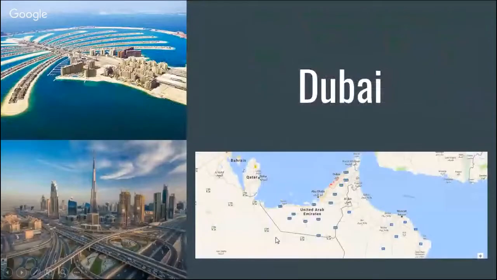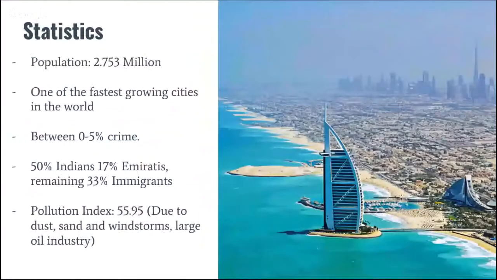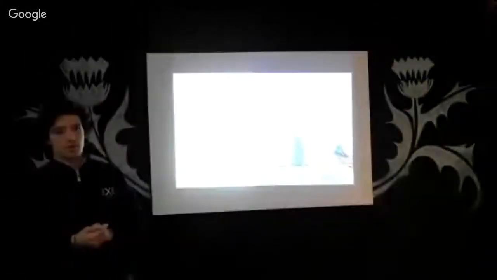It has a population of around 2.7 million people. It is one of the fastest growing cities in the whole world. It has a lot of disparities between classes, because there are very high income people and very low income people. It also has a very low rate of crime, between 0 and 5%. Its population is about 50% Indians, 17% Emiratis, and the rest are immigrants.